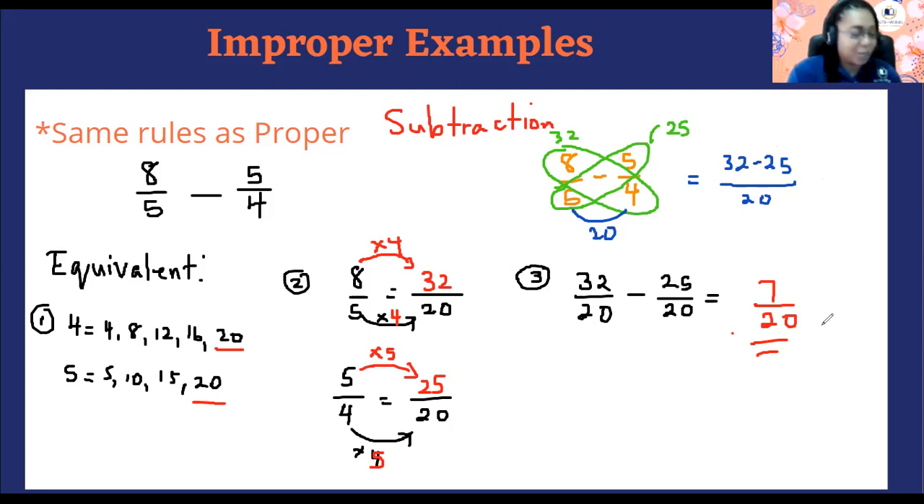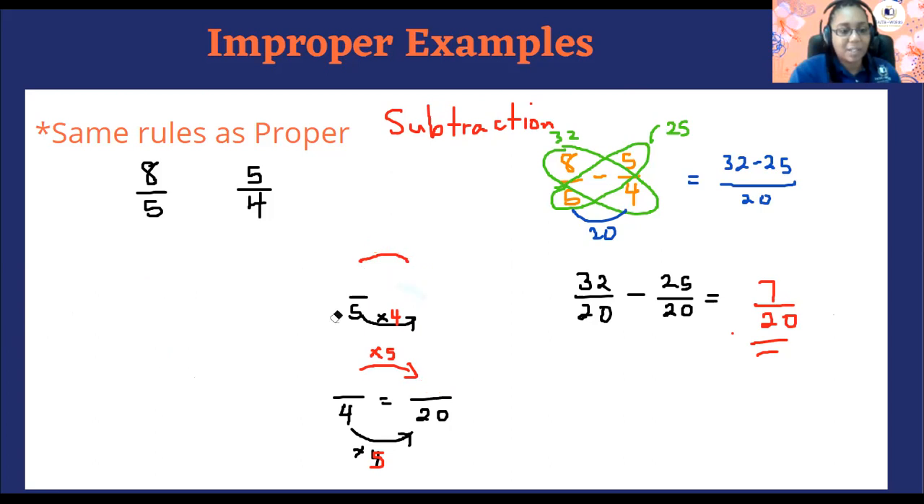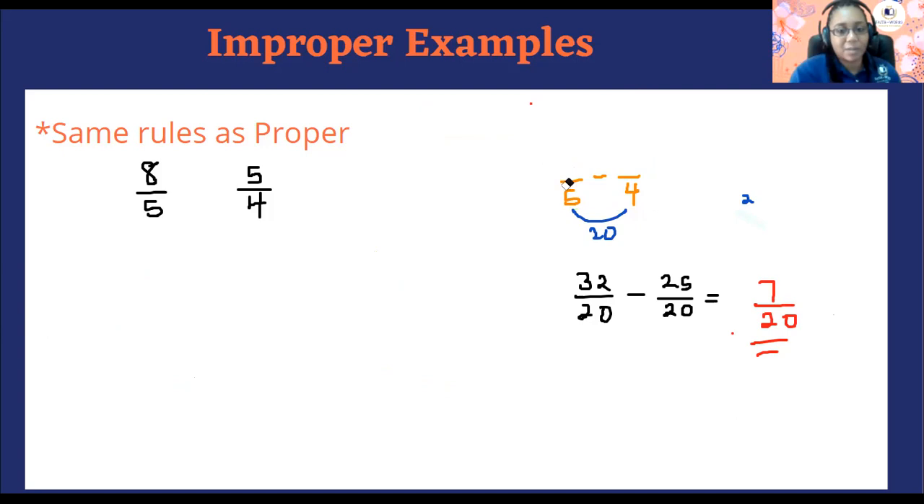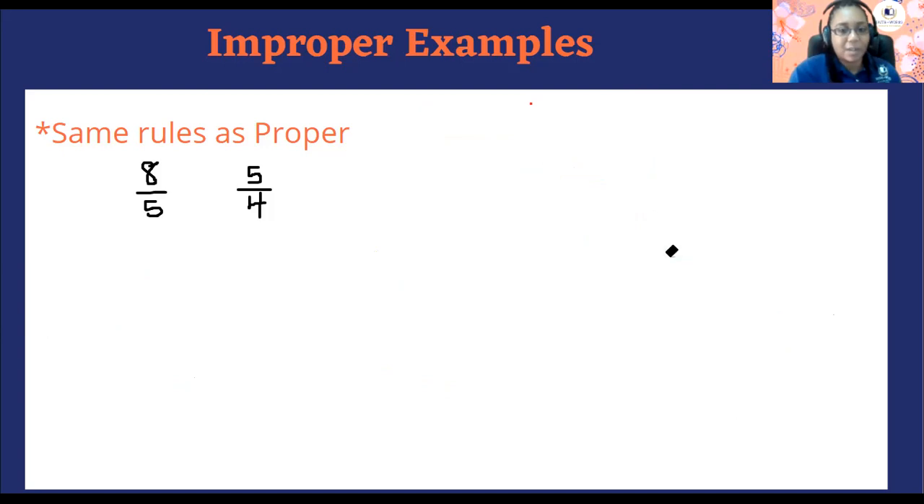Now we have to move on to multiplying them. You're using the exact same rules as when multiplying proper fractions. So we only have to do some minor erasing. All right, here we go quickly. We're going to multiply.